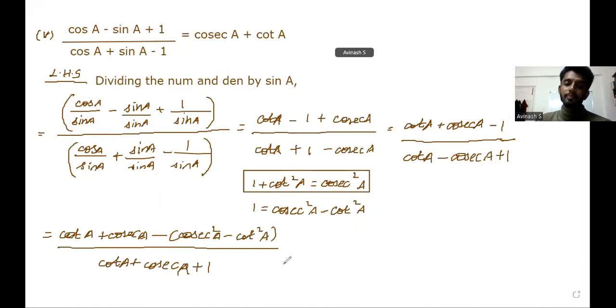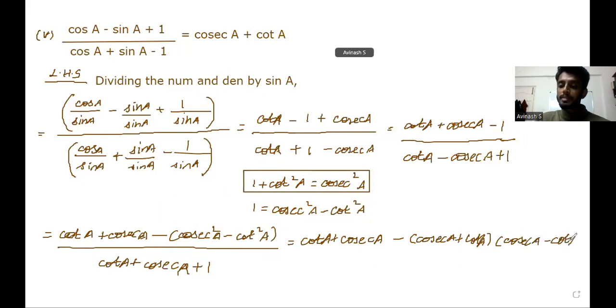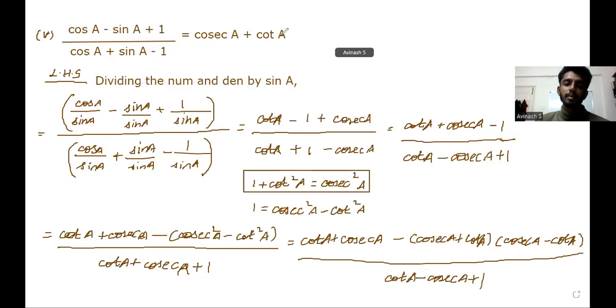Now, in the next step, in the numerator, the other two terms are as such, that is cot A plus cosec A. But this cosec square A minus cot square A can be written as cosec A plus cot A into cosec A minus cot A, wherein I am applying the A square minus B square formula. So it becomes like this, whole divided by cot A minus cosec A plus 1. So this term should be negative.